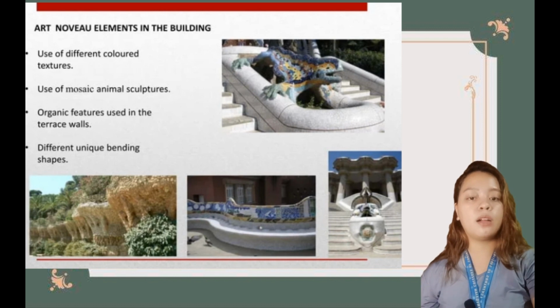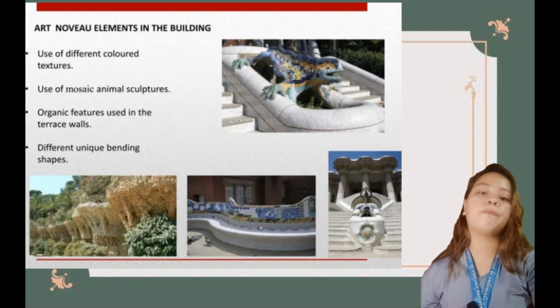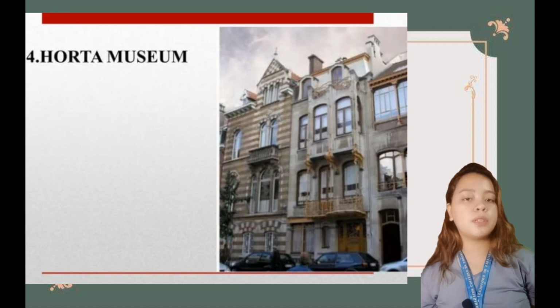Use of different colored textures, use of mosaic animal sculptures, organic features used in the terrace walls, different unique bending shapes. Next is Horta Museum.